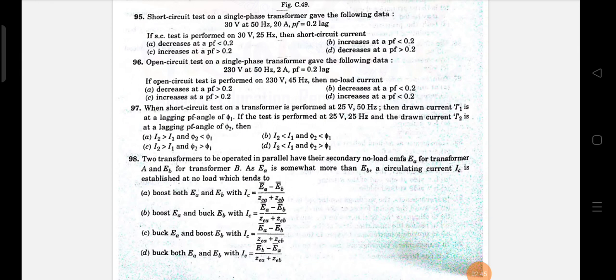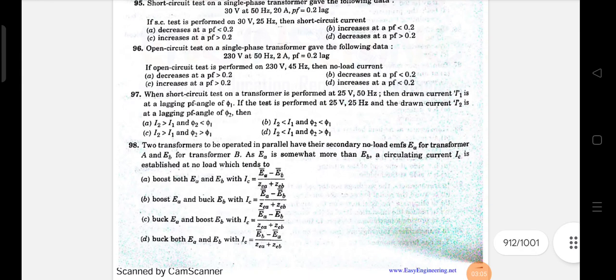Next, 97th question. When a short circuit test on a transformer is performed at 25 volts, 50 hertz, it draws a current of I1 at a lagging power factor of phi1. If the test is performed at 25 volts, 25 hertz, again frequency reduces, right? And the drawn current is I2. In the previous case the current is I1, in the second case the current is I2. If frequency is reduced, B maximum increases, and B maximum increases means current also increases. That means current I2 increases.